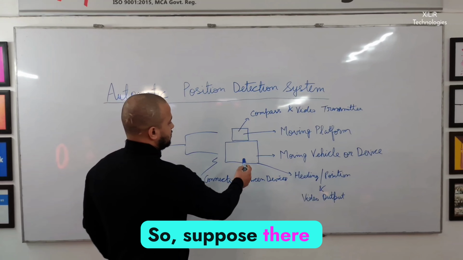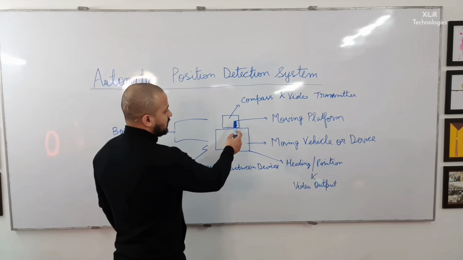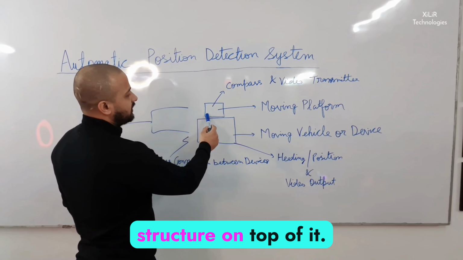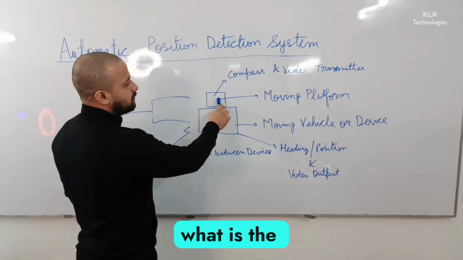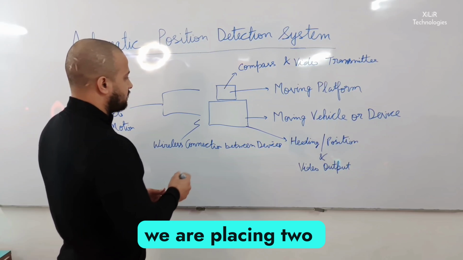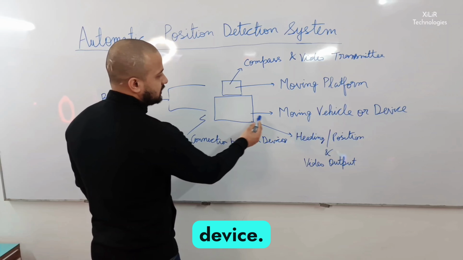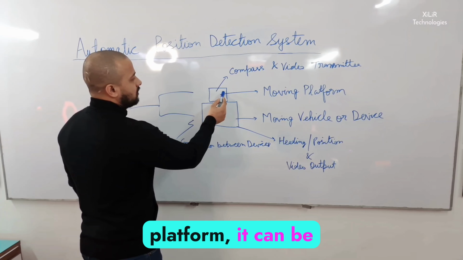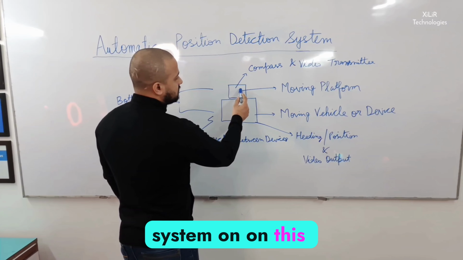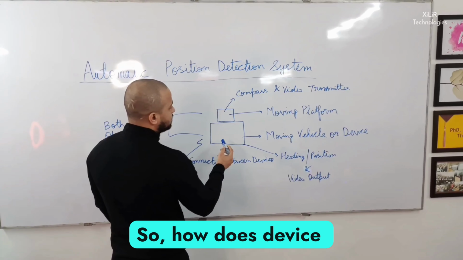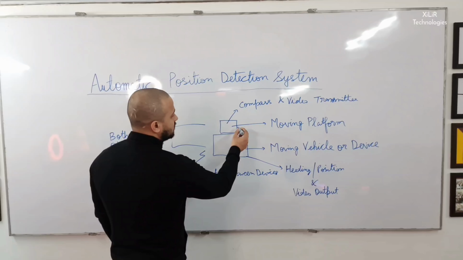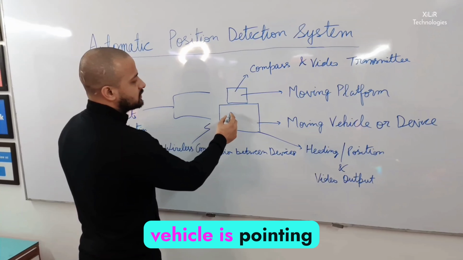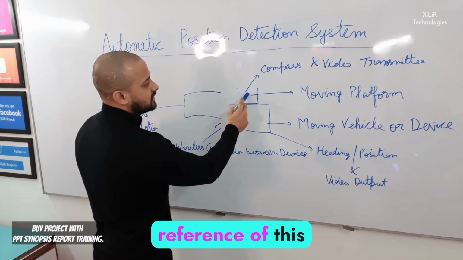Suppose there are two moving devices, okay, like this is a moving device, and on top of it there is a mechanical structure. So we don't know what the positioning of the system is. So what we are doing is placing two compasses in this device. It can be a moving vehicle or a device, or a moving platform, with a video system on this device. So how does the device work? We are getting the heading of this device with respect to the moving vehicle. Wherever the moving vehicle or device is pointing, we will always get the reference of this device.